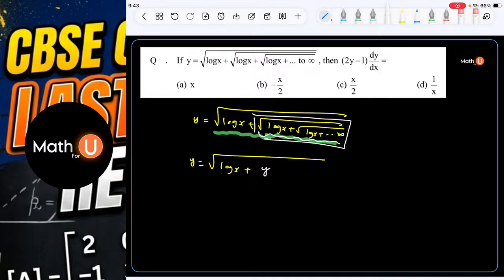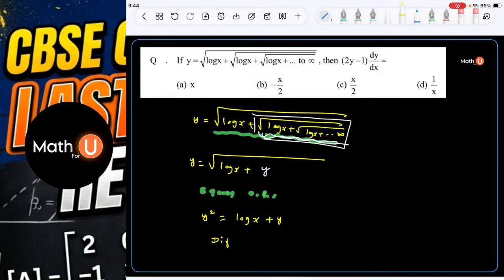Y is nothing but square root of log x plus square root of log x. The same thing is repeating again, right? That means in place of this I will put y. I can replace it like that. Then take squaring on both sides. I will get y square is equal to log x plus y.